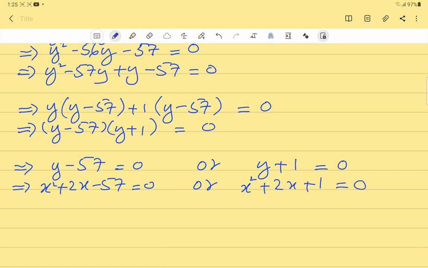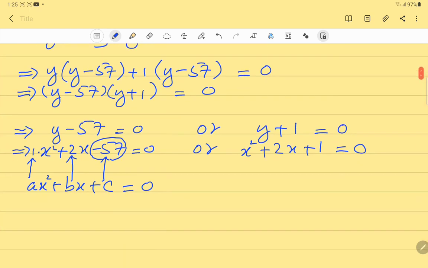Now this first one, we have the quadratic equation. We will solve it with the help of the quadratic formula. The general form of quadratic equation is ax squared plus bx plus c is equal to 0. And there is no coefficient of x squared, which means it is 1. So a is equal to 1, b is equal to 2 and c is equal to minus 57. We will write it down here.